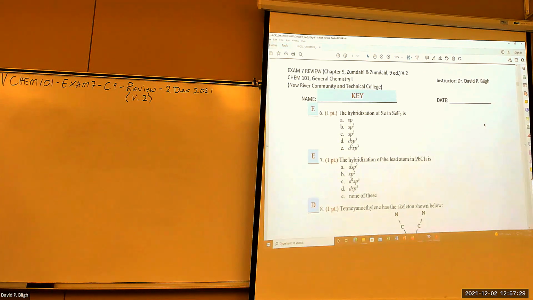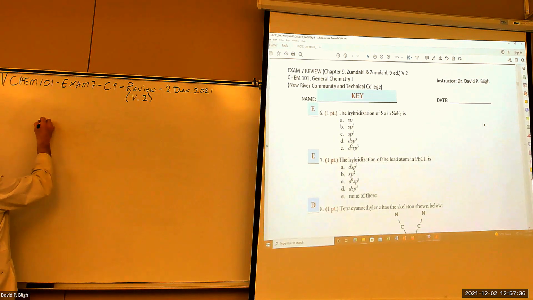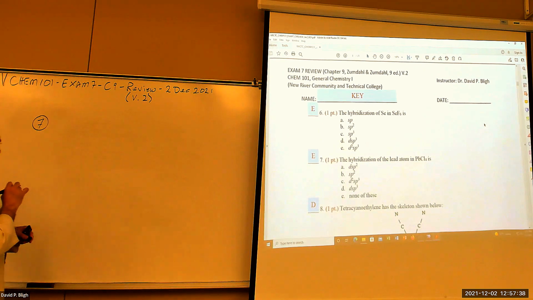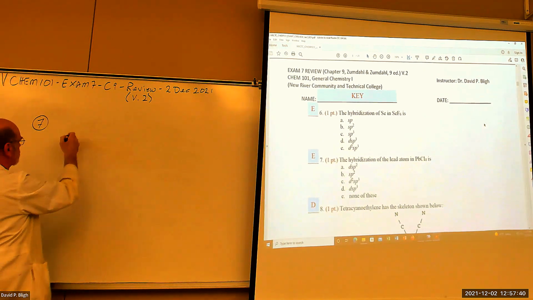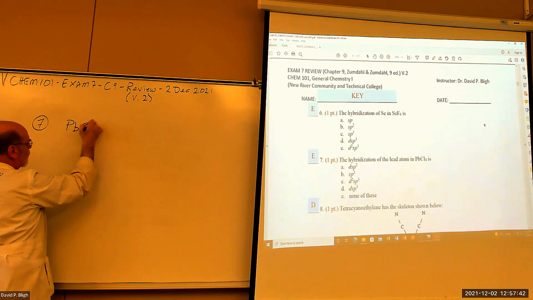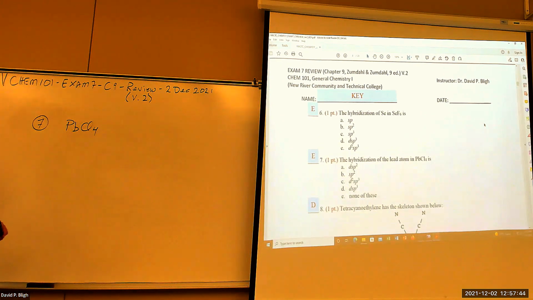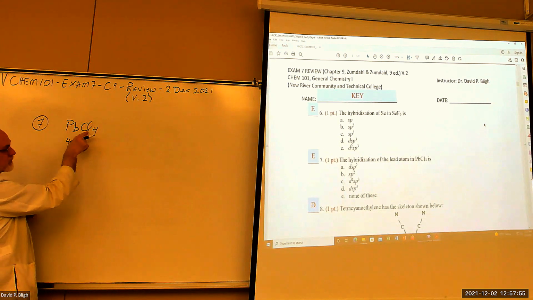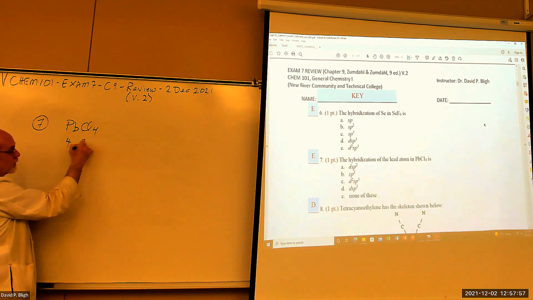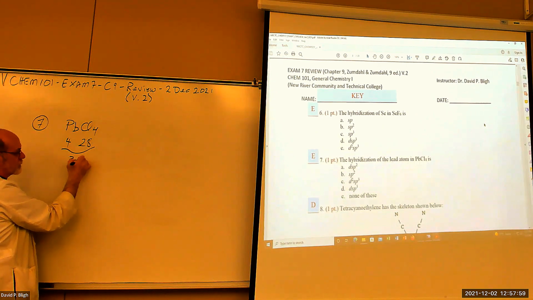Let's see. Oh, while we're here, let's do 7. Looks like it might have an odd arrangement. Okay. So lead has how many valence? Well, it's in carbon groups, so there's 4. And then 4 times 7 for the halogen is 28, which means 32.